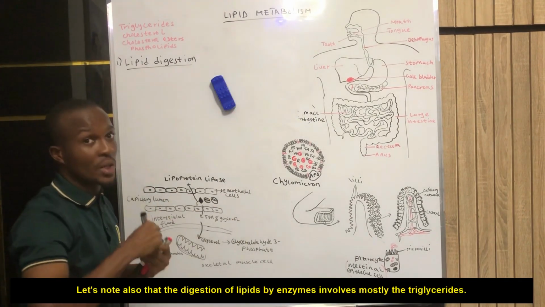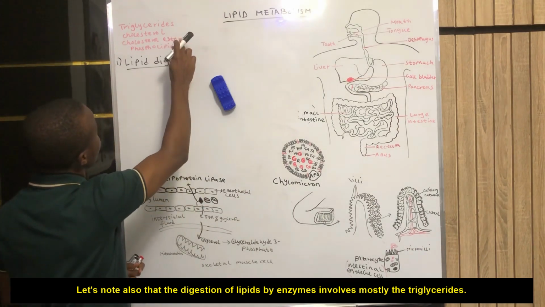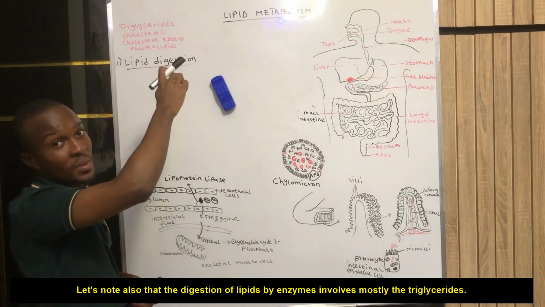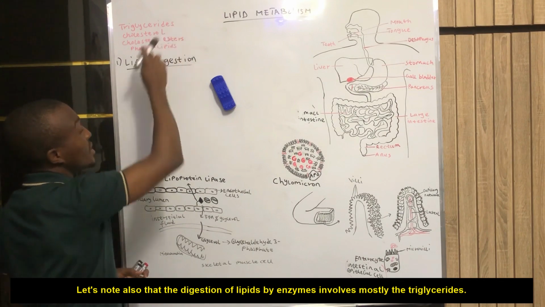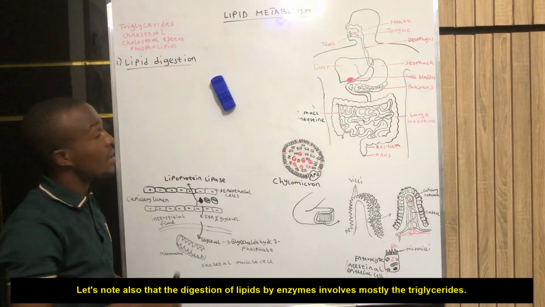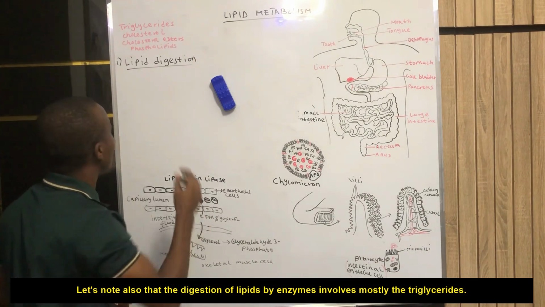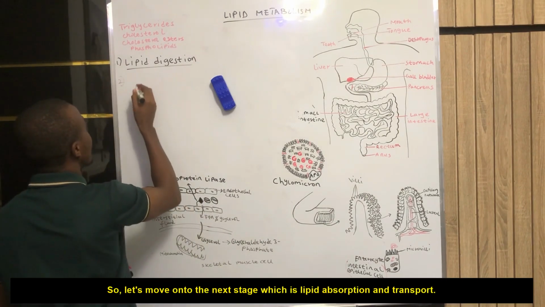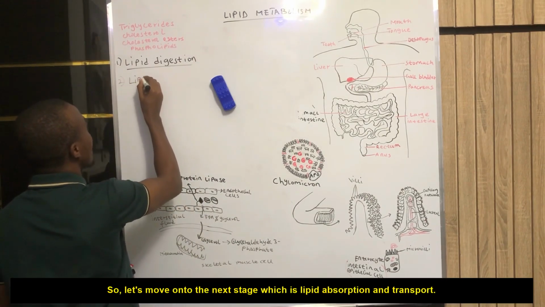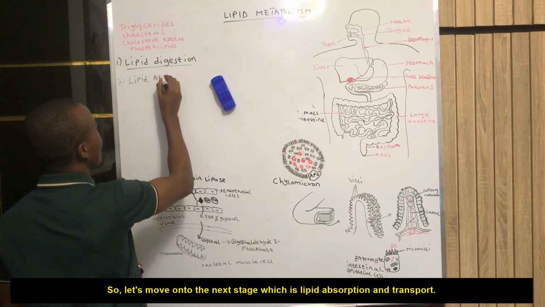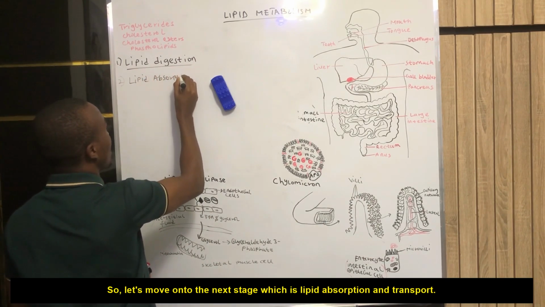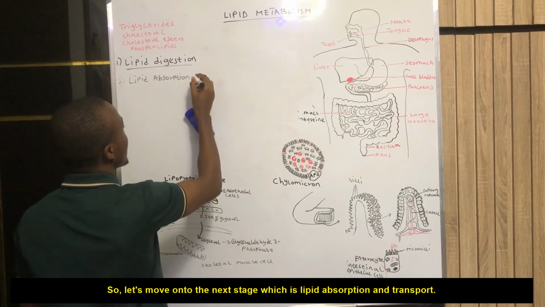And another thing we should take note of is that the digestion by enzymes involves mostly the triglycerides. So let's move to the next stage, which is lipid absorption and transport.